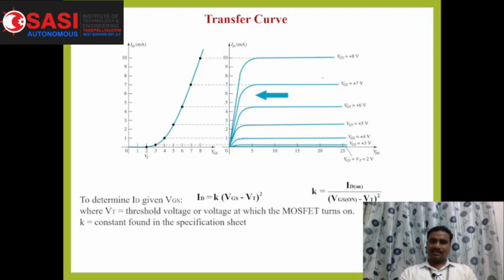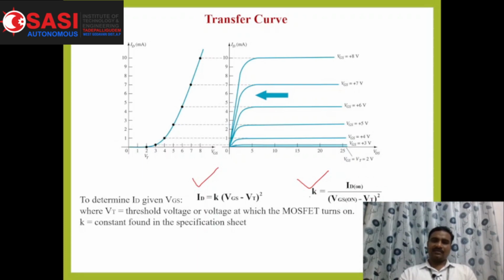This is again how to calculate the value of ID in this case, similar to the previous case. ID is equal to K times (VGS minus VT) whole squared, where K is a constant given by the charts, that is indicated by ID divided by (VGS minus VT) whole squared.